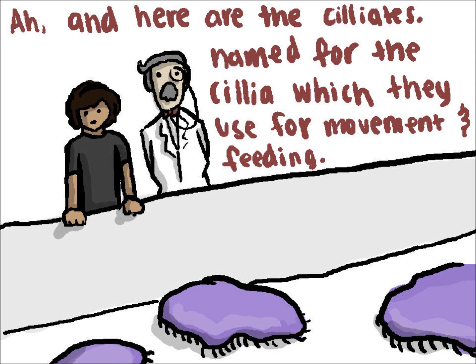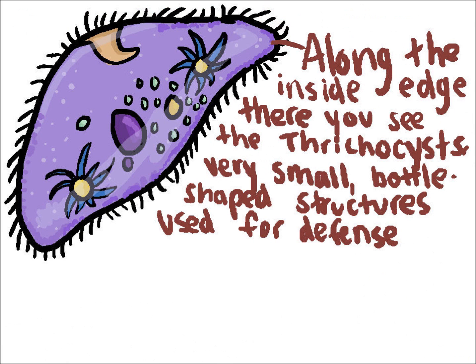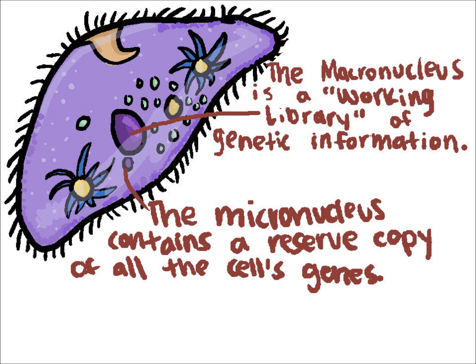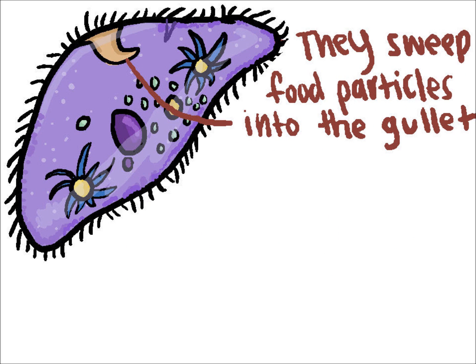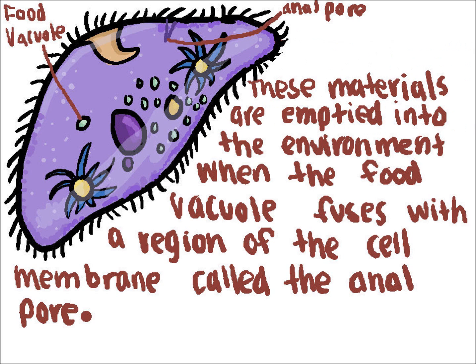And here are the ciliates, named for the cilia which they use for movement and feeding. Along the inside edge, you see the trichocysts, very small bottle-shaped structures used for defense. The macronucleus is a working library of genetic information. The micronucleus contains a reserved copy of all the cell's genes. They sweep food particles into the gullet. These materials are emptied into the environment when the food vacuole fuses with a region of the cell's membrane called the anal pore.